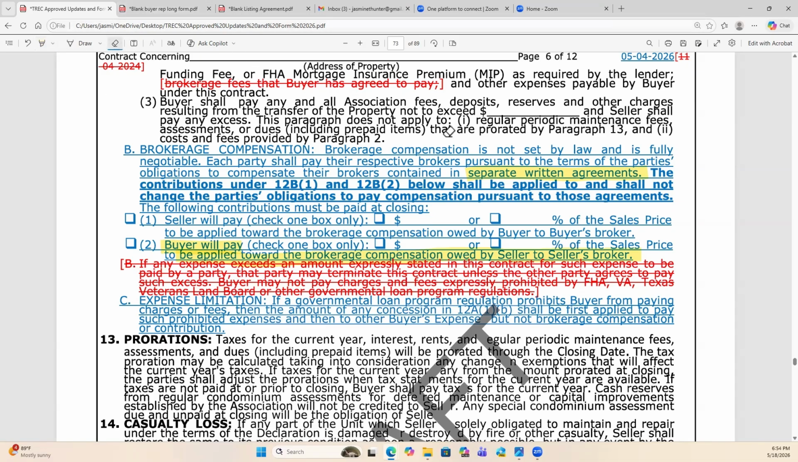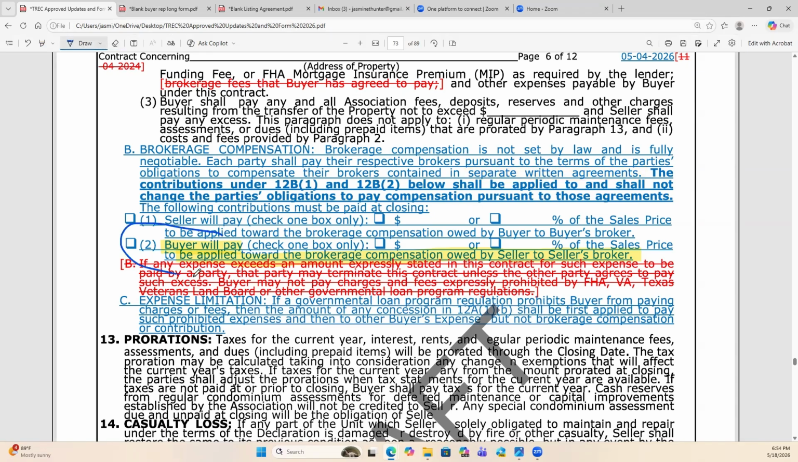Let me erase this so that there's no confusion. This highlighted part right here, why in the world would a buyer ever offer to pay the listing fee? Most of the time, I'm not telling you all the time, I'm not saying this is a fail-proof system, I'm saying most of the time, when there's an investor involved, investors will come unrepresented for themselves and they will offer to pay the listing broker's fee. So that's why there is a spot that says buyer will pay percent or dollar amount of the sales price to be applied toward the brokerage compensation owed by the seller to seller's broker.